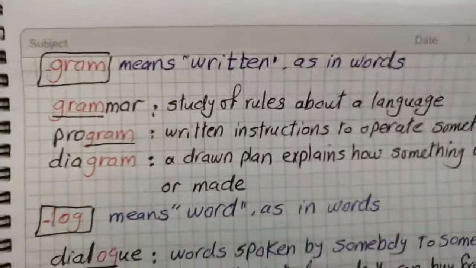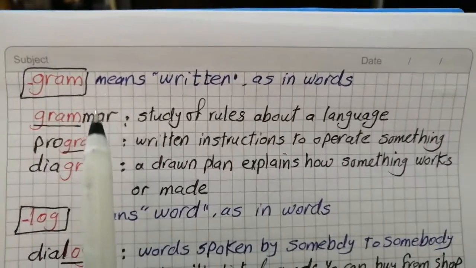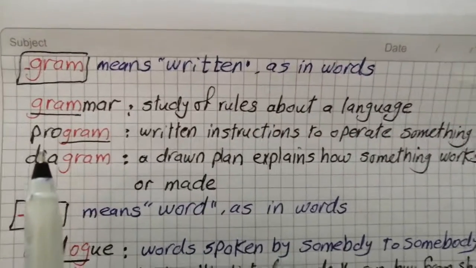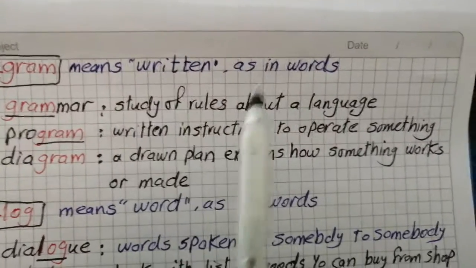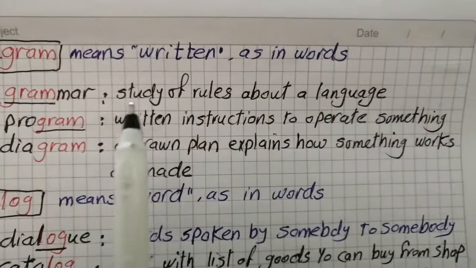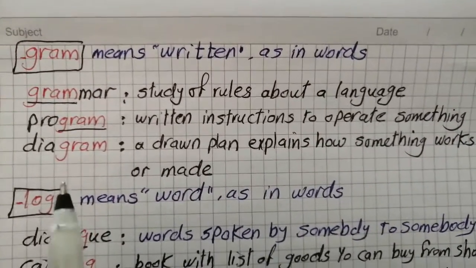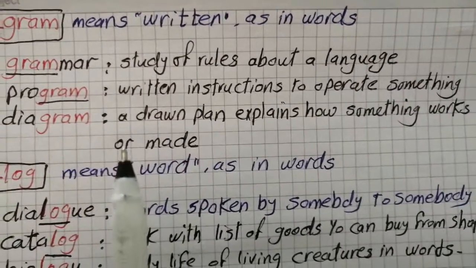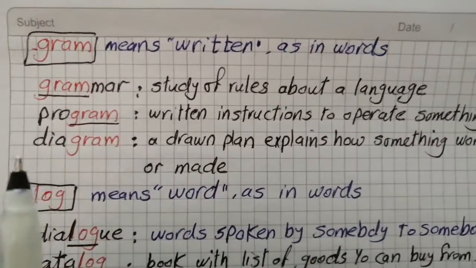Here in the second part, we have more Greek roots, such as the Greek root gram, and gram means written, as graph exactly, as in the words grammar, program, or diagram. Grammar is the study of rules about a language, written of course, and program is written instructions to operate something. And diagram is a drawn plan that explains how something works or is made. Also it is drawn or written. So the Greek root gram means something written.